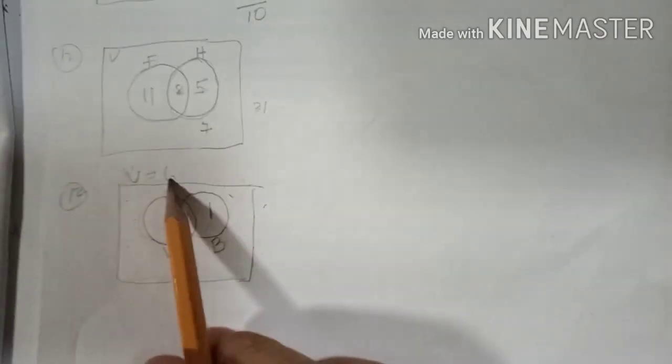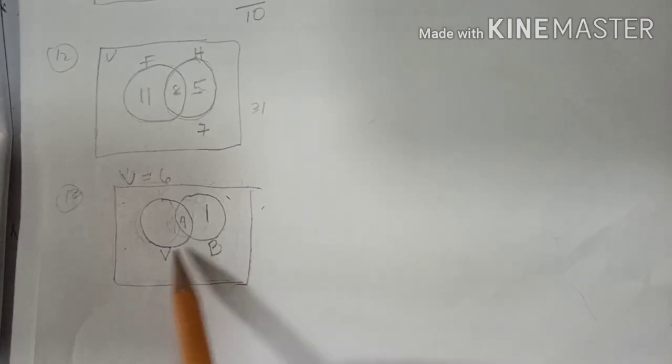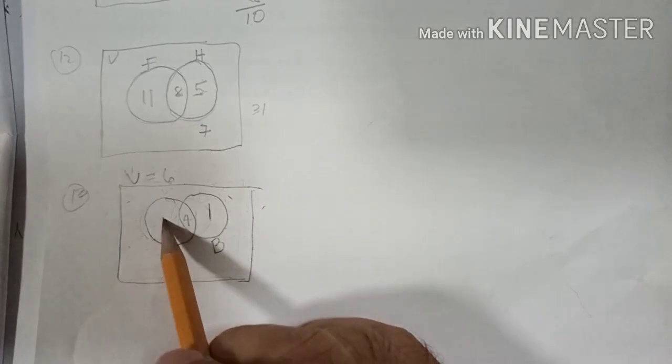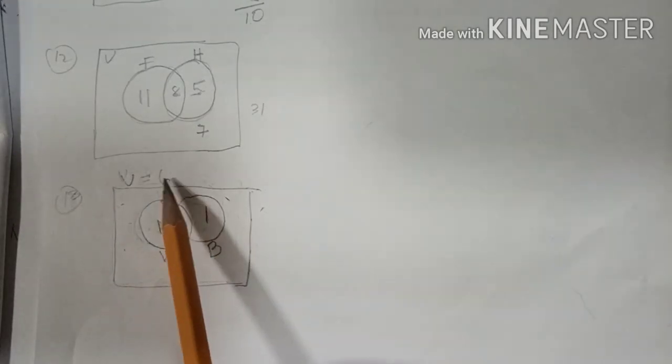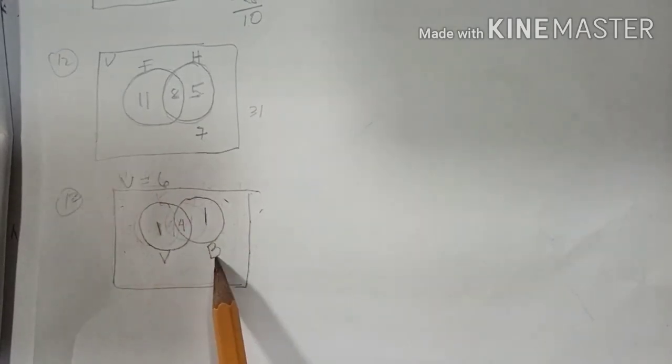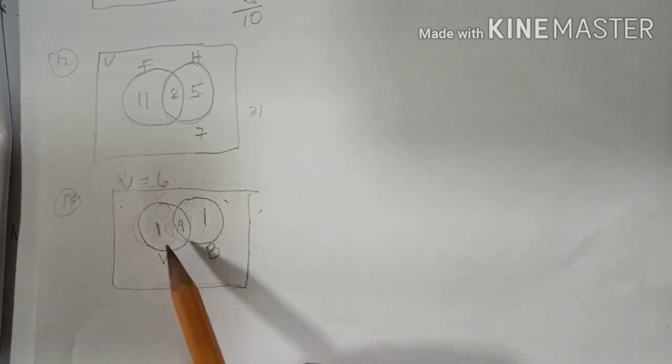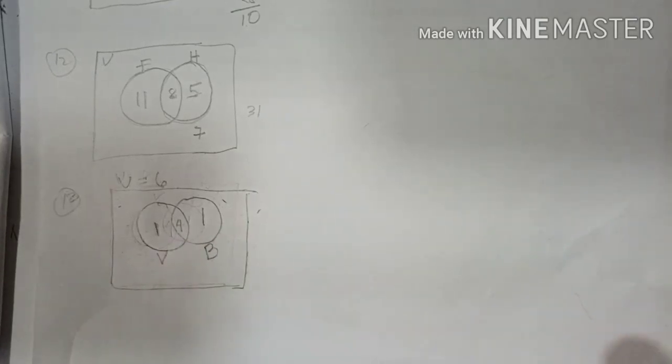Now, all of the 6 play either of the 2. So, therefore, there are 6. So, therefore, this is 1. Okay? They all play either volleyball or basketball. Nobody doesn't like any of the 2. So, therefore, 1 is for volleyball.